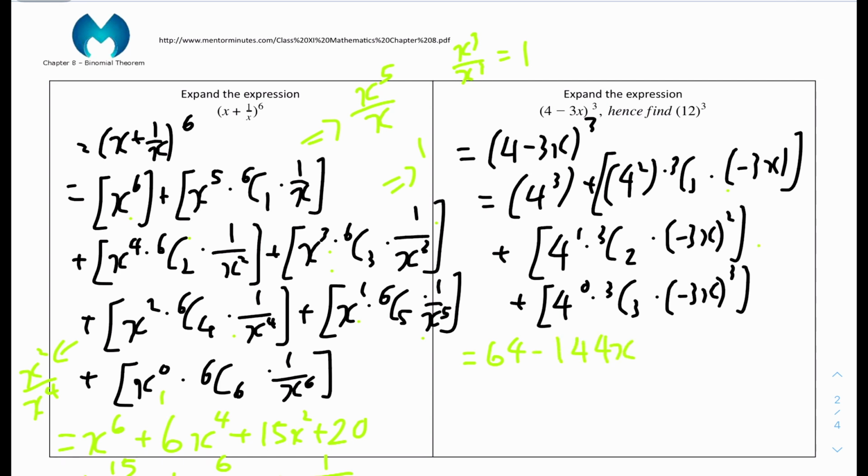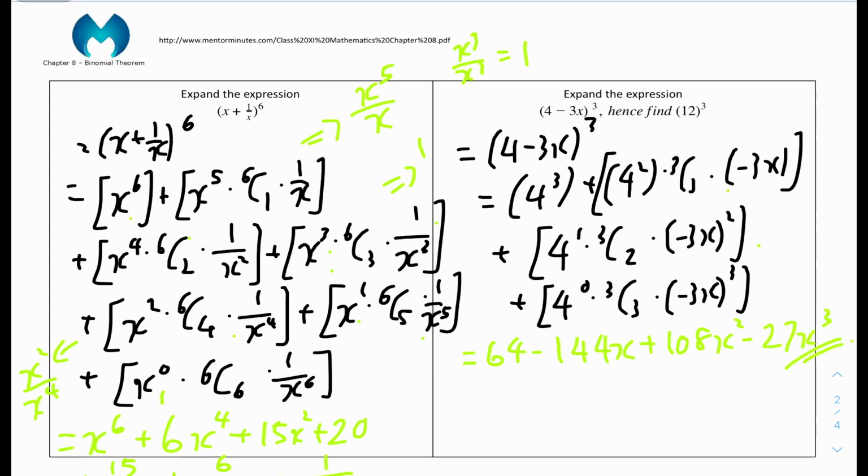The third term, 4 to the power 1 times 3c2 times minus 3 squared, will be plus 108x squared. And then the last term will be a minus, because it will be 4 to the power 0 times 3c3 times minus 3 cubed, which is equal to minus 27x cubed.